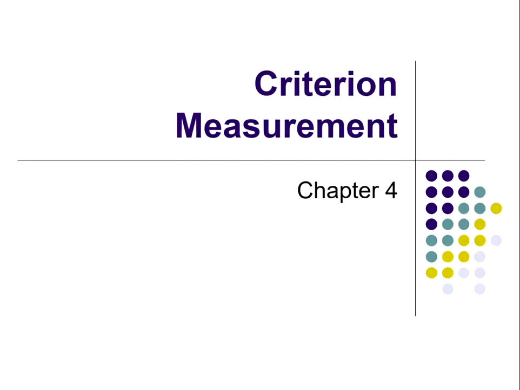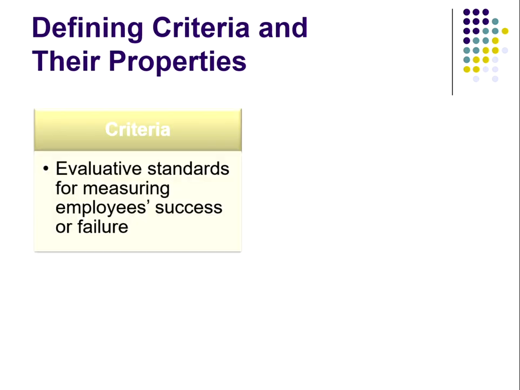Welcome back. We're going to be talking about Chapter 4 in this lecture, and I'm going to start off with criterion measurement. And really, to get started, I think it's important to define what criteria are and what their properties are. So in this segment, we'll talk just about defining properties and some of the problems with trying to define criteria. And then the next segment, we'll talk a little bit about measuring them. Okay. So defining criteria and their properties.